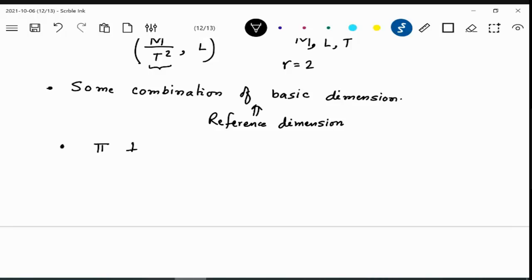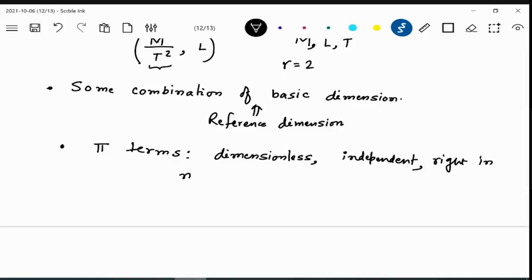So pi terms must be dimensionless. And the second thing, it should be independent. And finally, it should be right in number. When we say right in number, this means if you have more variables in the problem, it becomes complex. You have more pi terms.